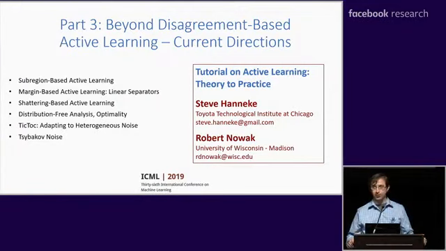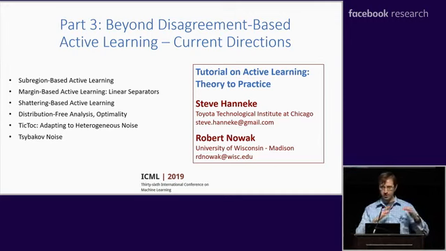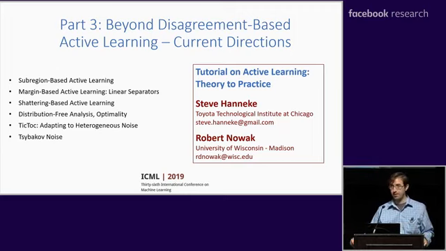Okay, so we've covered the basic theory that a lot of the literature is based on. What we're going to get into in this third part is a sampler platter of different ways that people have proposed to get a little bit better than disagreement-based active learning. So it's known that disagreement-based active learning is not always optimal.